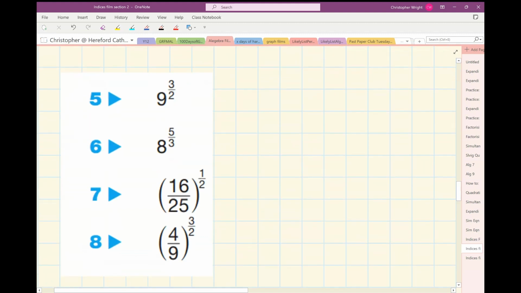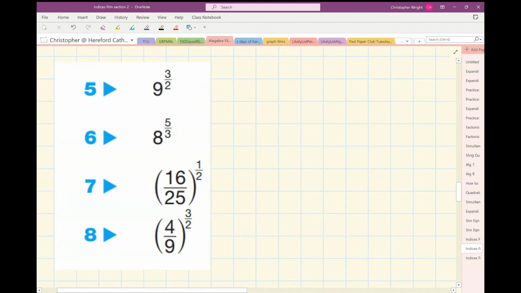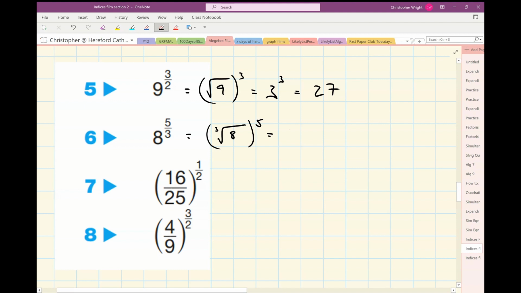Let's have a look at questions 5, 6, 7, and 8. Okay, number 5. 9 to the power of 3 halves is going to be the square root of 9 cubed. And the square root of 9 is 3, so it's 3 cubed. 3 times 3 times 3, 27. Okay, the 8 to the power of 5/3 is going to be the cube root of 8 raised to the power of 5. The cube root of 8 is 2, so 2 to the power of 5. 2, 4, 8, 16, 32.